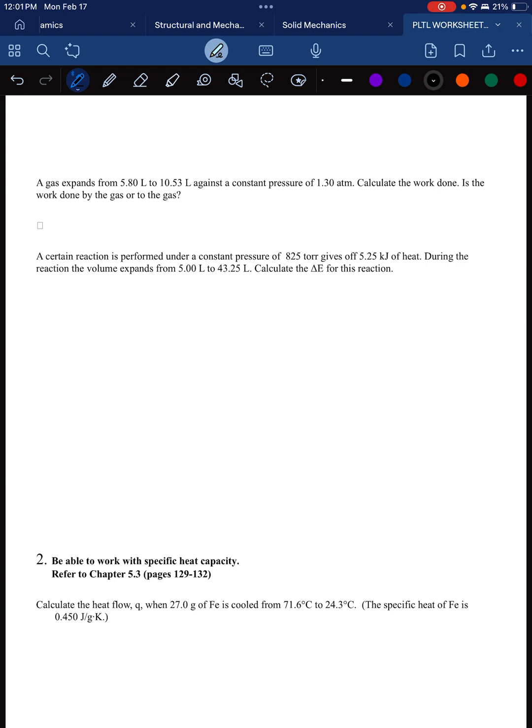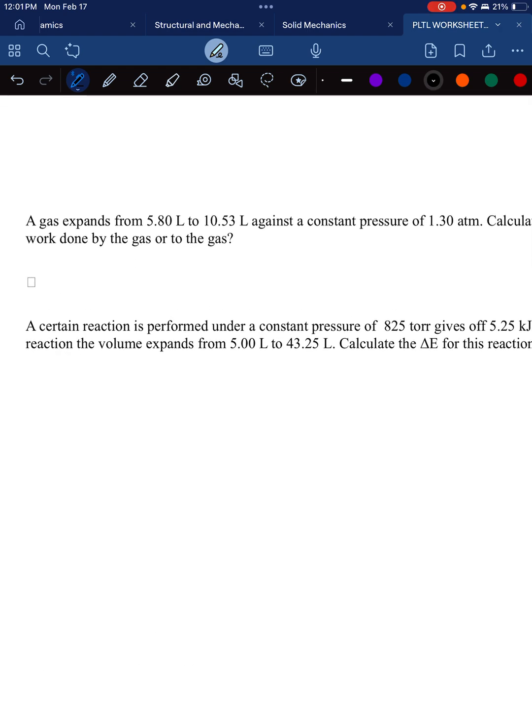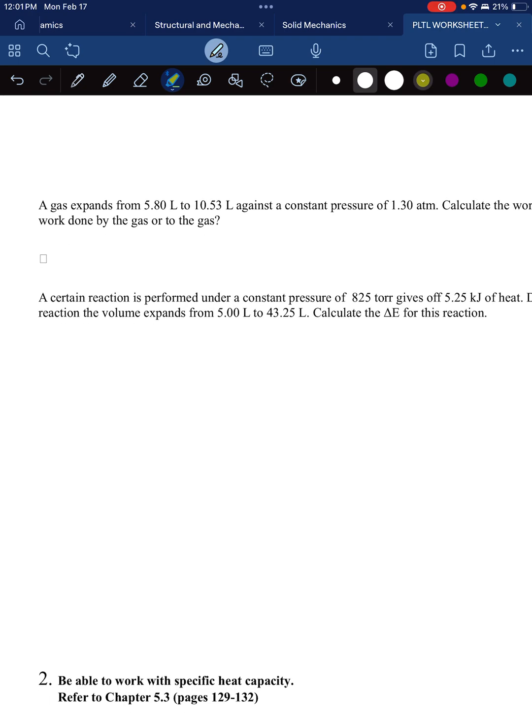So for the next one, first let's read the question. We see that we have a gas expand from 5.80 liters to 10.53 liters.